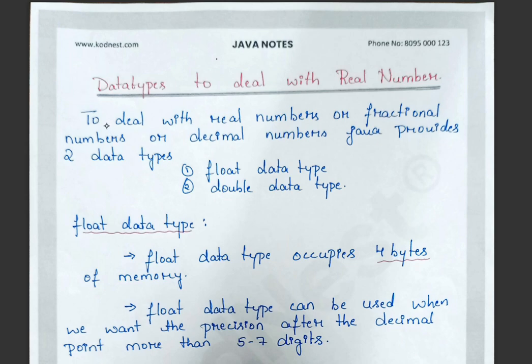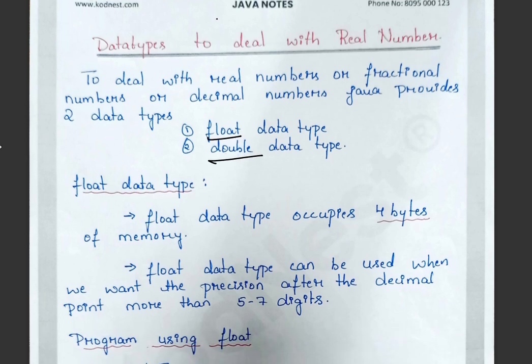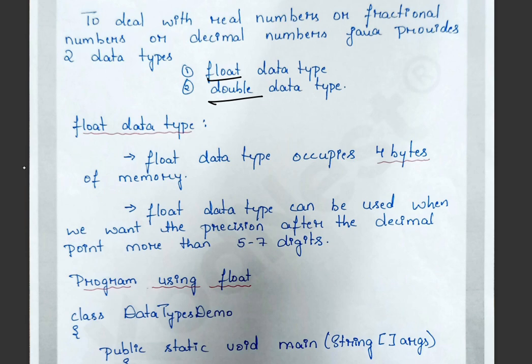Okay. So next, as we see here, data types to deal with real numbers. I have said next, with real numbers or fractional numbers, we use float or double data type. Real numbers or fractional numbers are nothing but numbers that contain a decimal. Float occupies 4 bytes, just like int. Float is used when the precision after the decimal is more than 5 to 7 digits.